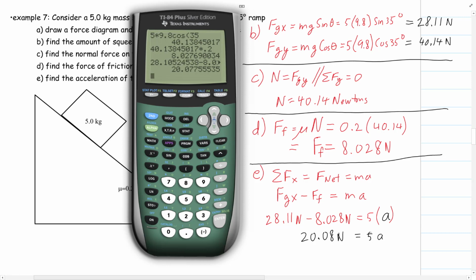Why did I do an in-between step? Because I just wanted to say that this number is important, 20.08 newtons. What is it? Still waiting for your answer. Please raise your hand. Yes, Timmy. Yes, that's correct. That is the net force. And divide that by 5, and acceleration is equal to 4.016 meters per second squared, and that'll be down the slope.